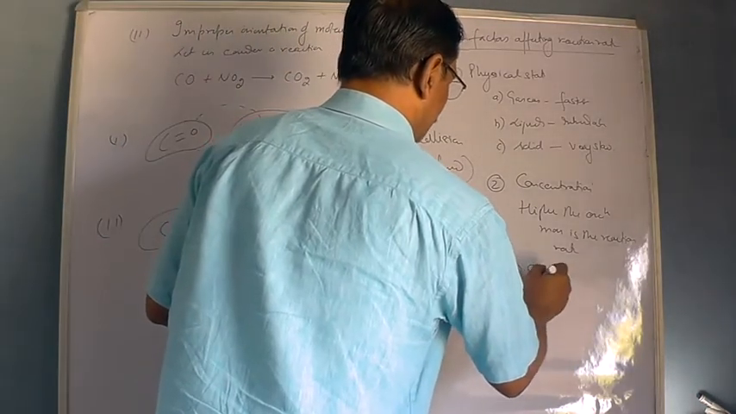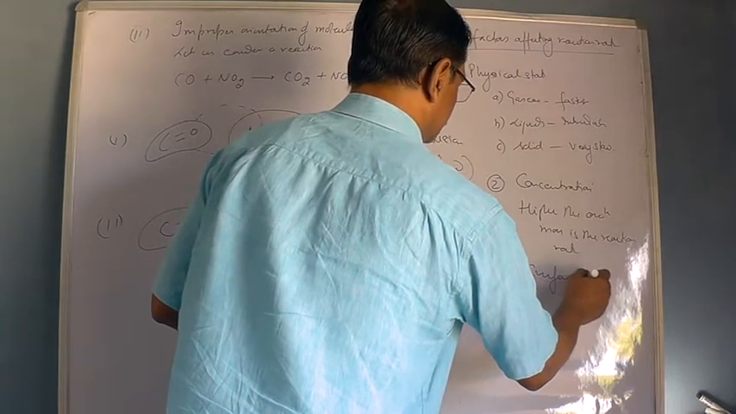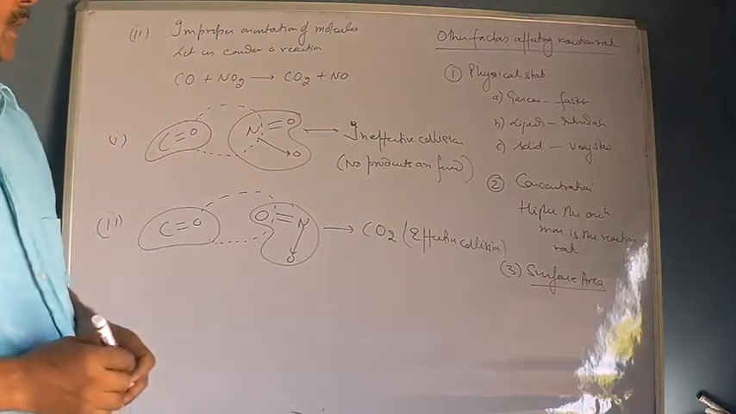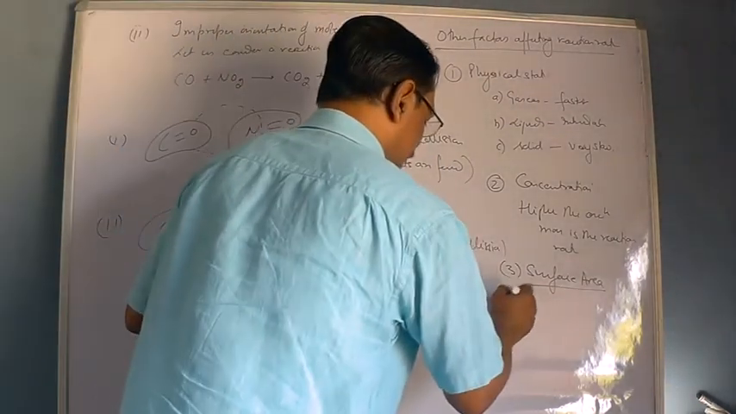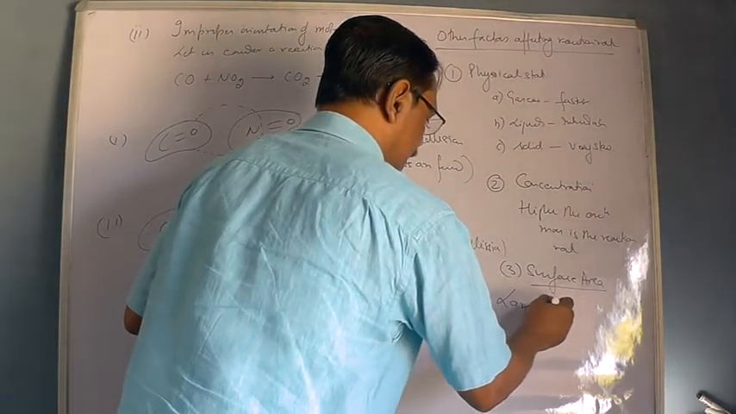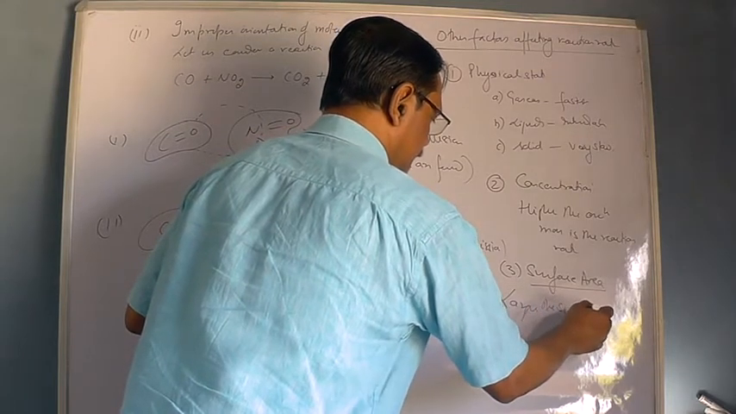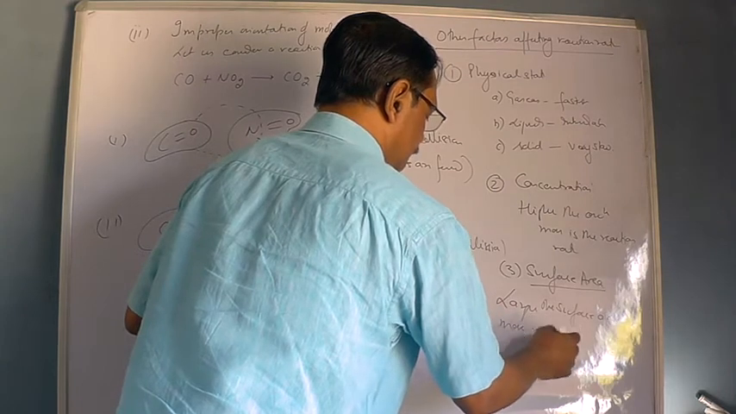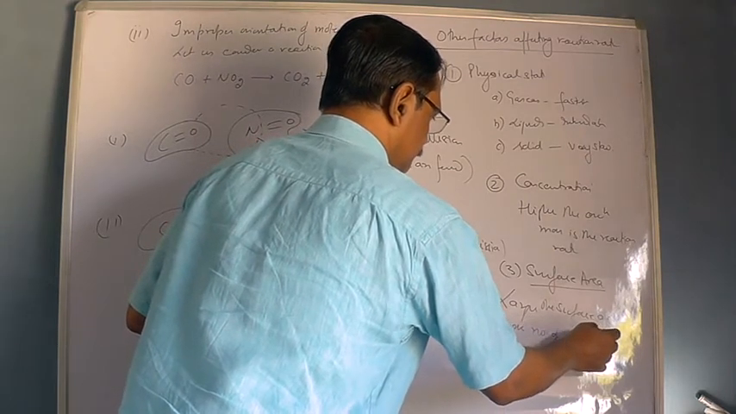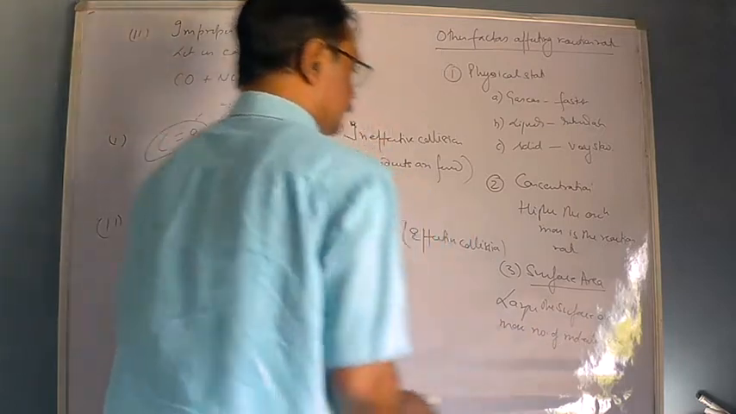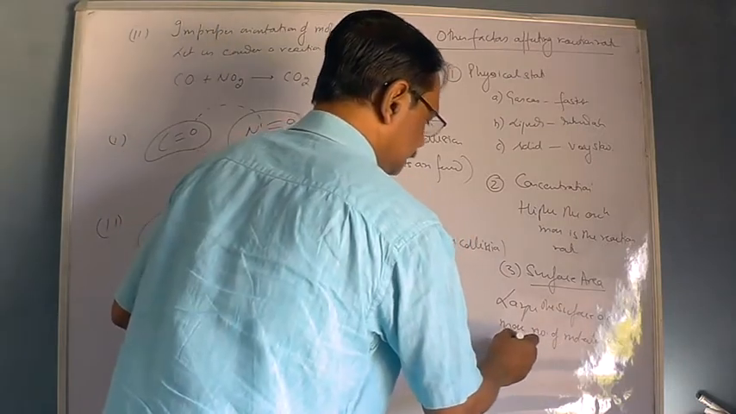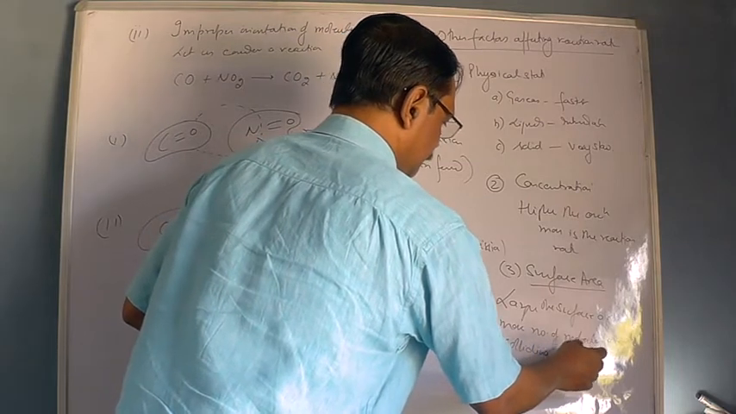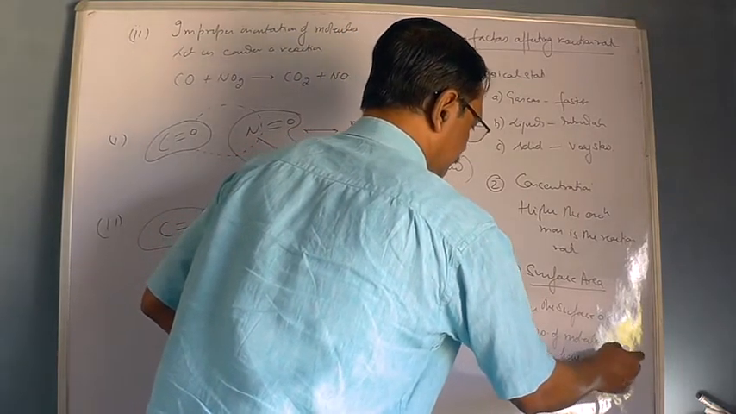Third is your surface area. Class, larger the surface area, more number of molecules are colliding, and hence more is the reaction rate.